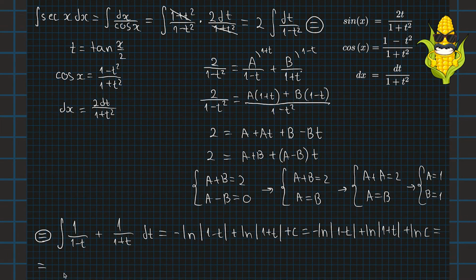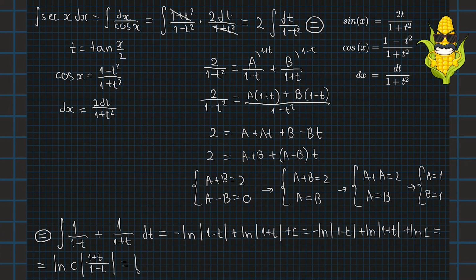which then we get, according to the properties of logs, right? This is a minus log, so it'll go to the denominator. This is plus log, so it'll go to the numerator. And once again, plus log, so it'll go to the numerator. So then we get the natural logarithm of c times the absolute value of 1 plus t over 1 minus t.